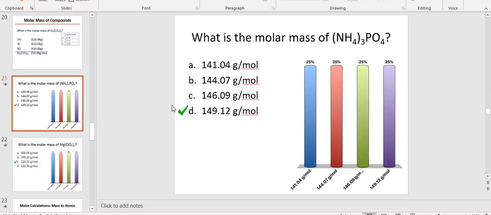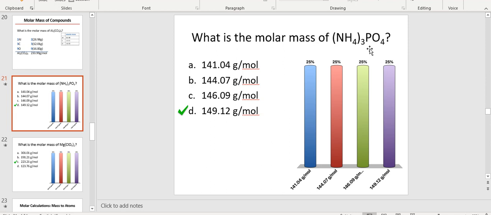What is the molar mass of ammonium phosphate? This one here, I like it because it makes you count. How many nitrogens do we have in here? Did you say 3? Good. How many hydrogens do we have? 12. Geez, I feel like I'm watching my kids Dora right now. All right. Phosphorus, we have 1. And oxygen, we have 4.